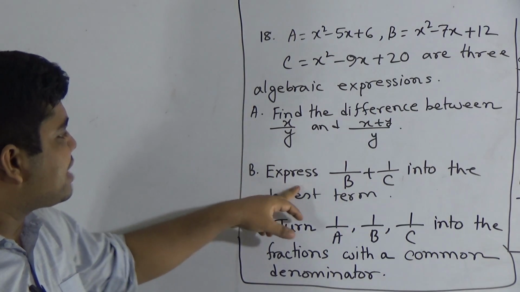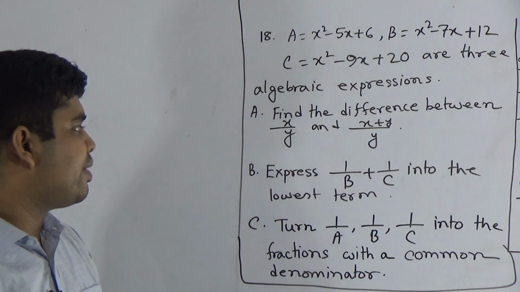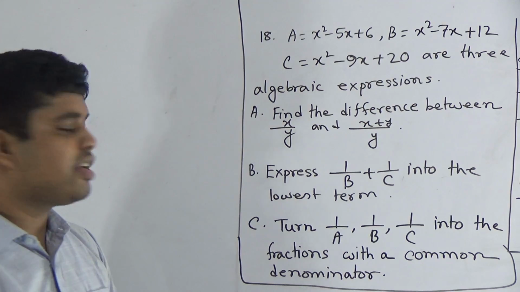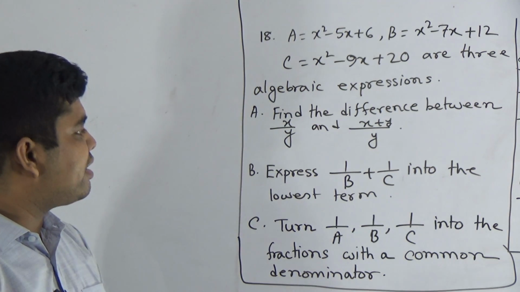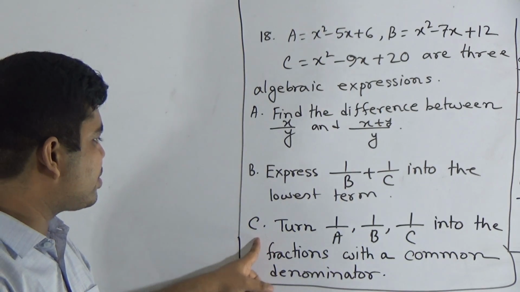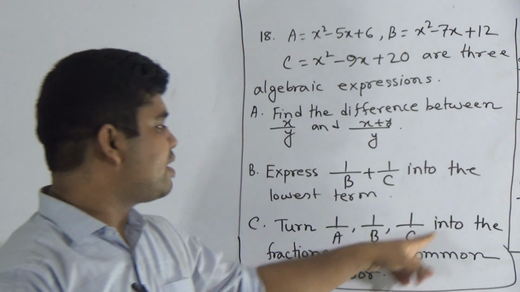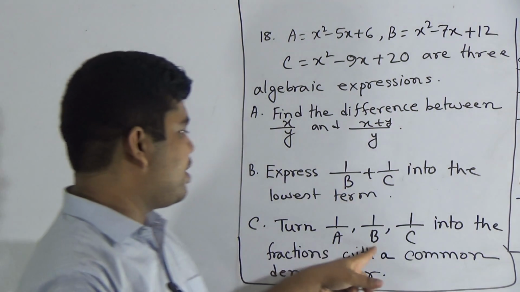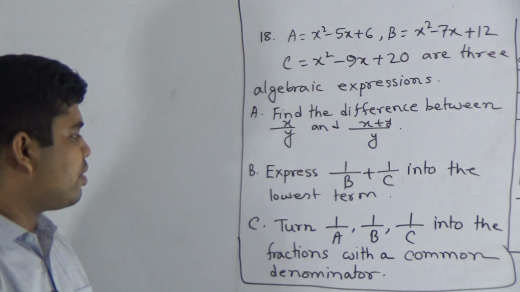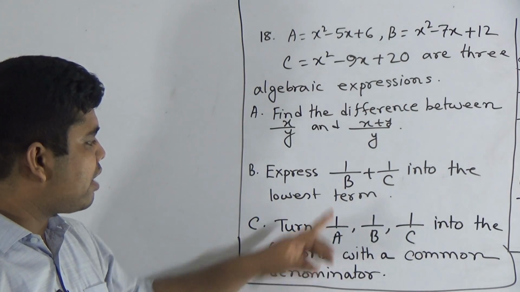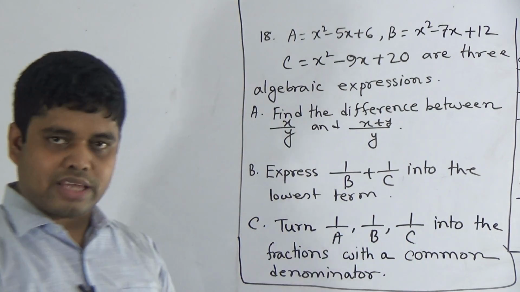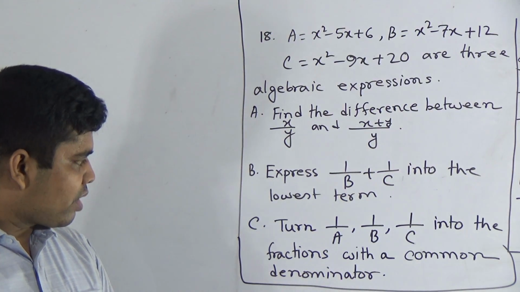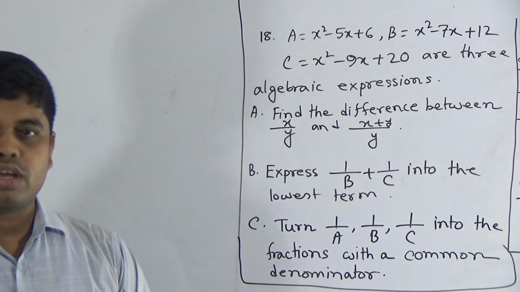B number question, express 1 by b plus 1 by c into the lowest term. That means at first we do the addition of 1 by b plus 1 by c. After that we get a result and we convert that result into lowest term. C number question, turn 1 by a, 1 by b, 1 by c into fractions with a common denominator. So my dear students, at first we convert a, b and c into factors. After that we write them as 1 by a, 1 by b, 1 by c. After getting those fractions, we convert them into fractions with a common denominator.